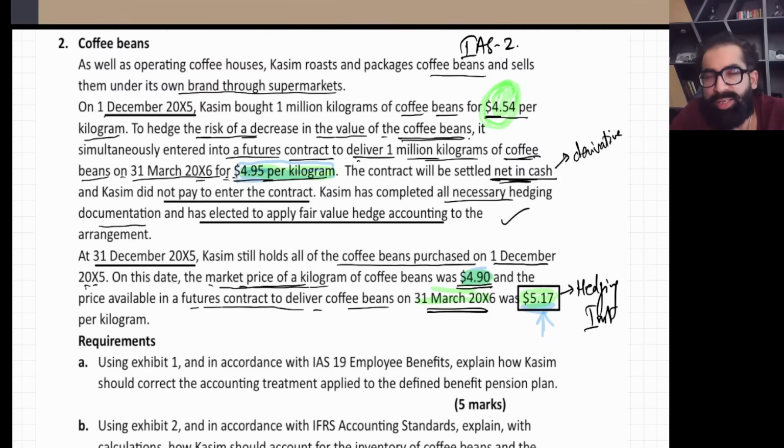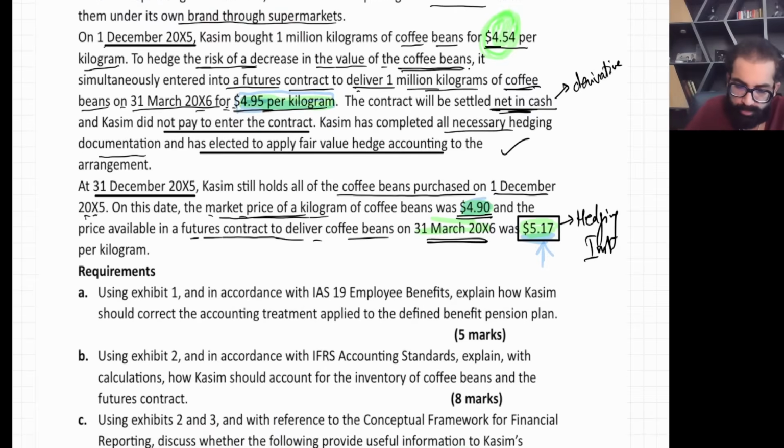So both things I will calculate. I'll even make the double entry for you guys, and you need to write this description. So the A part I'm not doing right now, because it's IAS 19 and I'm not covering IAS 19 right now. I'm just doing IFRS 9 on request of my students. So this is the B part.